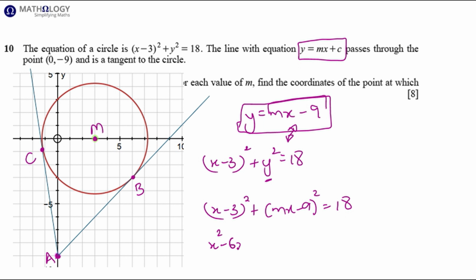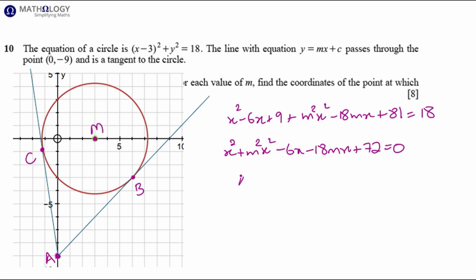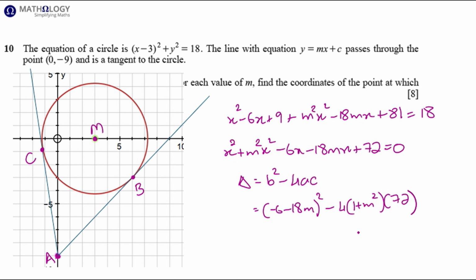So x squared minus 6x plus 9 plus m squared x squared minus 18mx plus 81 equals 18. We're now going to find the discriminant for this expression, which equals minus 6 minus 18m whole squared minus 4 times a. A is the coefficient of x squared, so it's going to be 1 plus m squared, times c, which is 72.